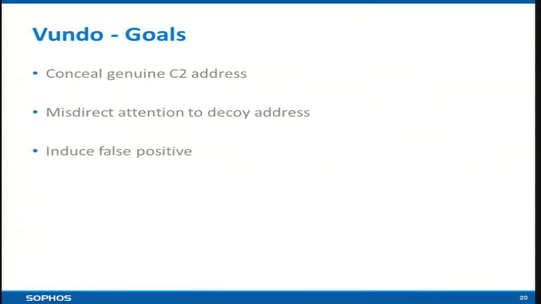So what the Vundo author is trying to achieve with this, to a certain extent, again, they're trying to conceal the genuine command and control address in the same way Andromeda was. We only see the fake one, so we don't see the real one. But in this case, they're actively trying to divert attention to the decoy value that they presented to us. And as part of that, they might be trying to cause us to false positive on the decoy address they presented to us.